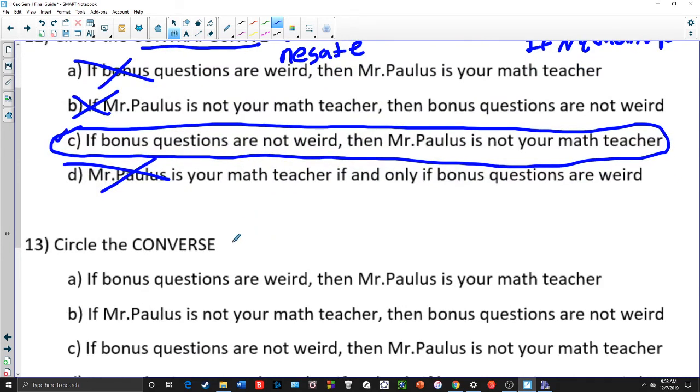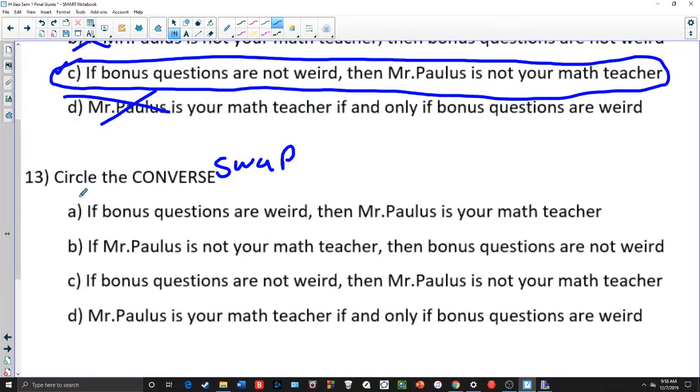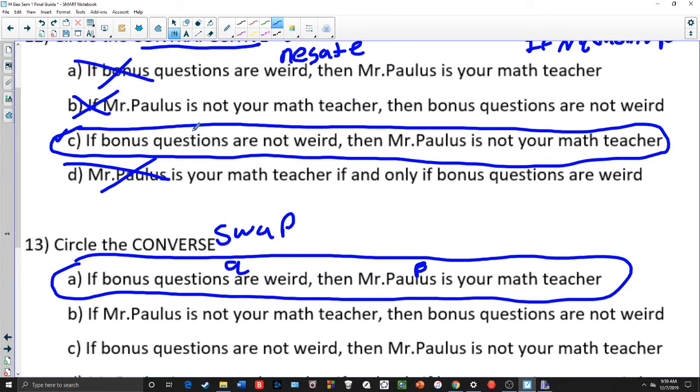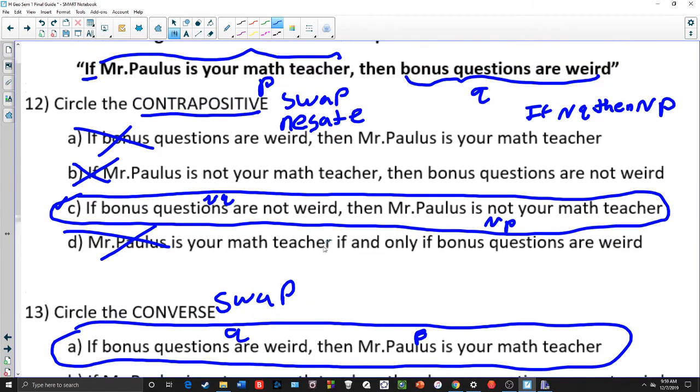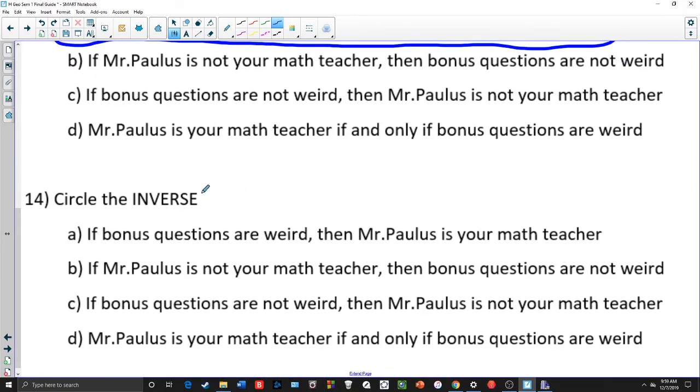The converse is simply when you swap. So you're going to swap P and Q. That means I'm going to have Q first, then P. So if bonus questions are weird, then Mr. Pauls is your math teacher. Well, that's right here. This is Q, this is P. They've been swapped. I'm good to go. Whereas this one was not Q, not P, which is what I want for a contrapositive. For a converse, I just want Q and P switched. For the inverse, it's not P and then not Q.